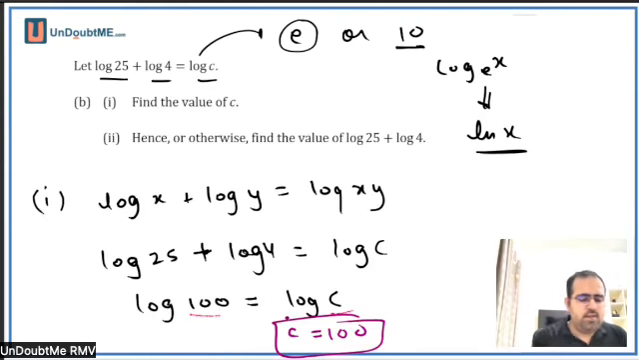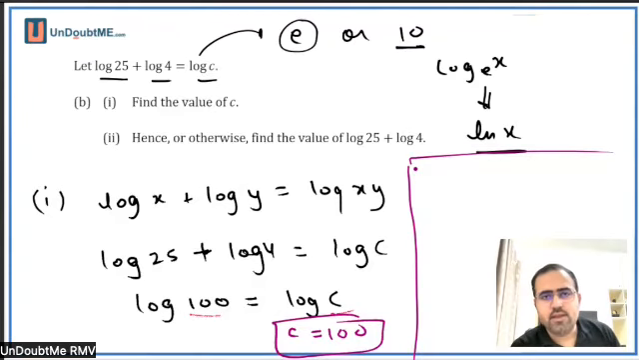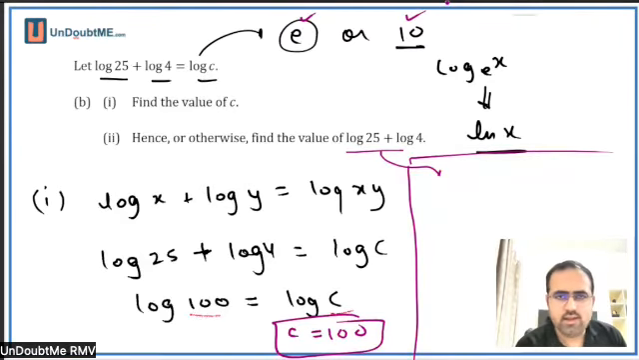Yes, sir. Hence or otherwise, find the value of log 25 plus log 4. Okay. Now here you have to act smartly. I'll tell you how to proceed for this. Since the base is not given, by default the base will be e or 10. By default, it will be either of them. Now it all depends on the question.